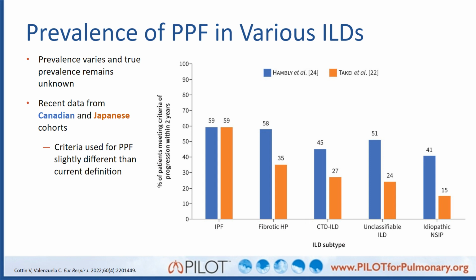And I think what's important to take away from these two slides is that progressive pulmonary fibrosis can occur in various ILDs, and this is why it's important to monitor for a progression of ILD regardless of the underlying cause of the ILD.